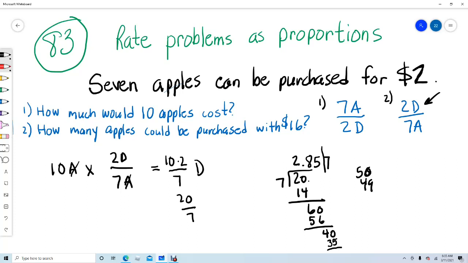Remember? Put up your door. Who's that knocking on my back door? 5 or more, raise the score. 7 is greater than 5, so we round this to 6. So our answer is $2.86. Okay, that's how we use rates to solve problem number 1.